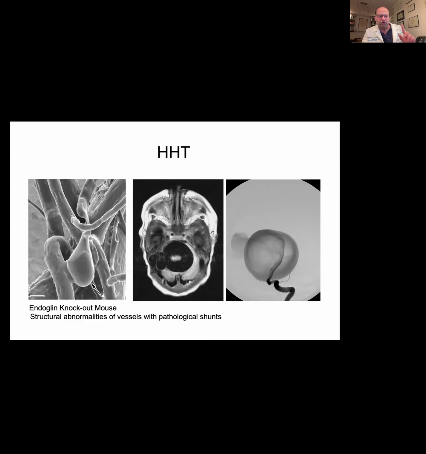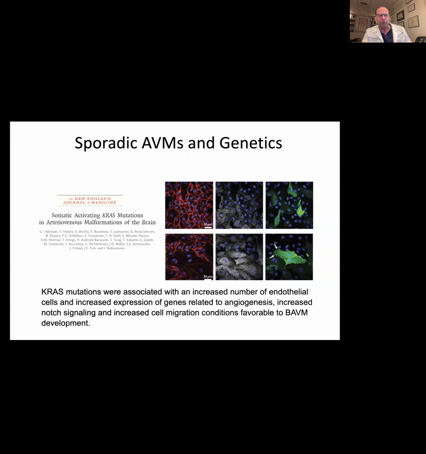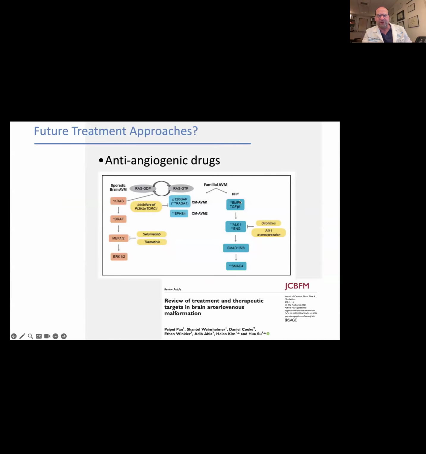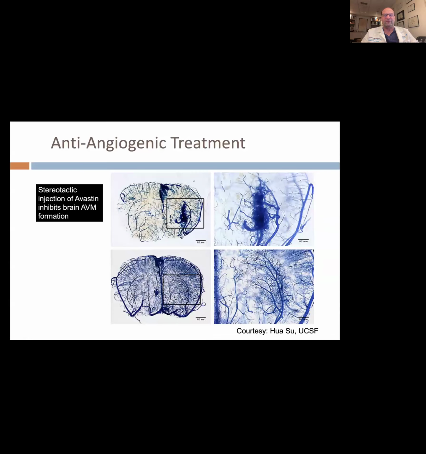So maybe, just maybe, what we can do in patients with HHT is to block ALK1 or endoglin through a vascular endothelial growth factor blockage. So maybe anti-angiogenic drugs may be the future, at least in the rat model. When we inject avastin, which blocks VEGF, we can see that the AVM has actually regressed over time.